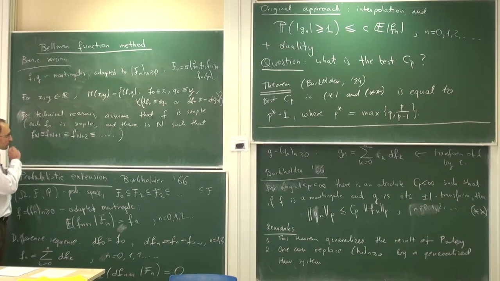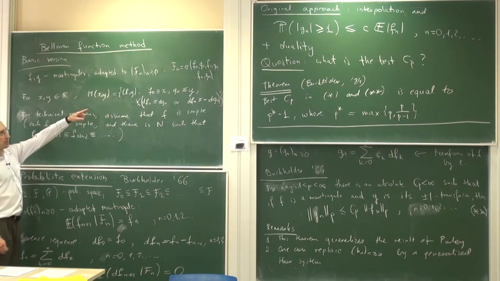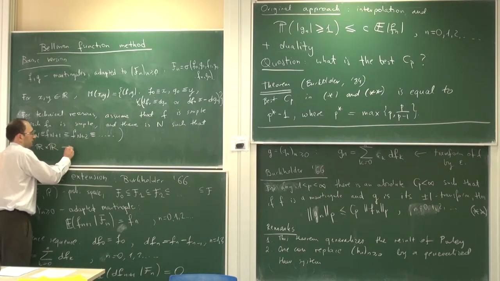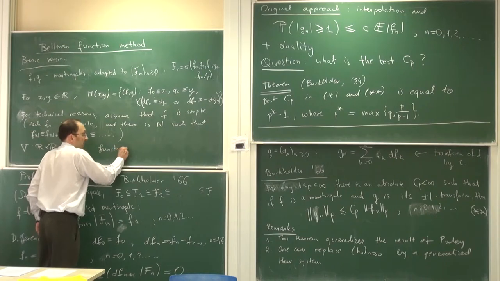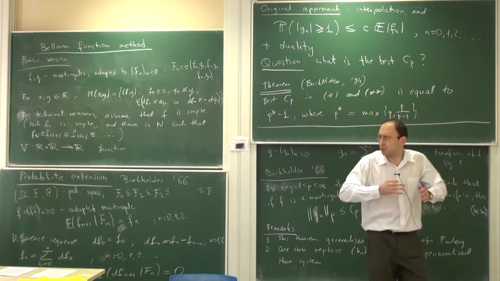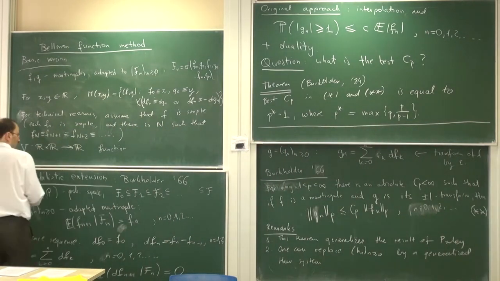Of course, if F is simple, then this transformed martingale is also simple. That's clear. Next thing. Let us assume that V is some fixed function. It may be measurable, it need not be measurable or integrable, just any function.